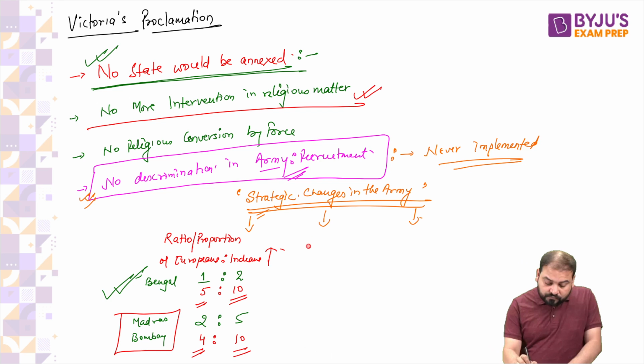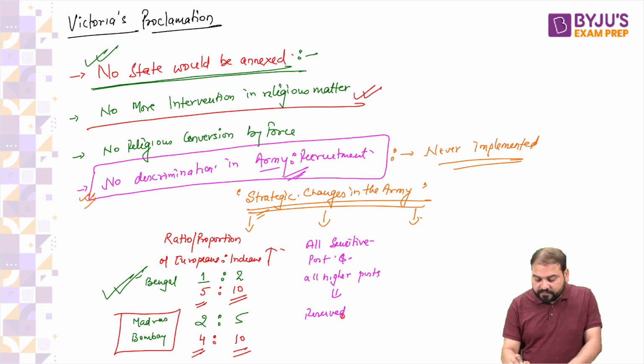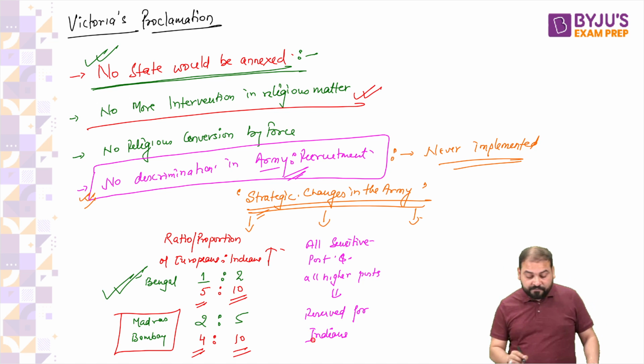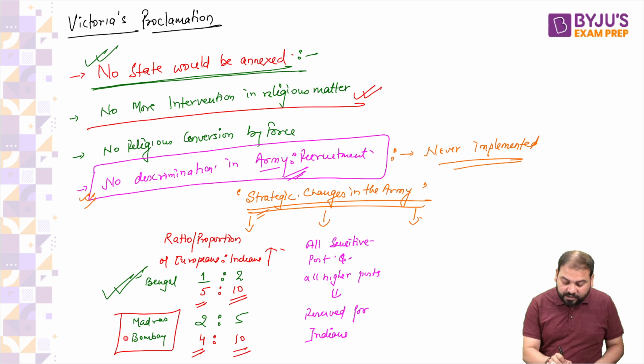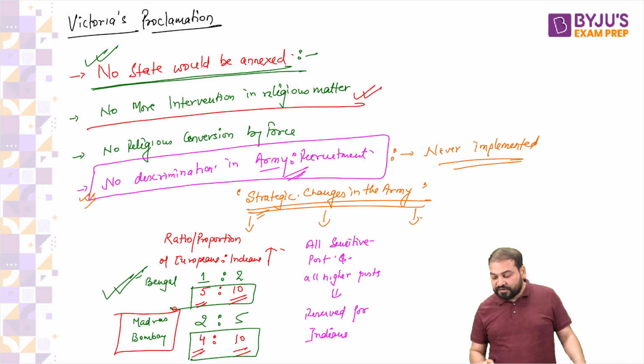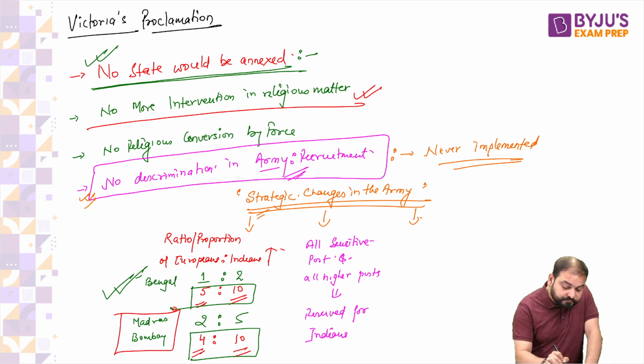Number 2, all sensitive posts and all higher posts were reserved for Indians. For those who are thinking these two are the same, please work on your CSAT. 4 is to 10, 5 is to 10. How can that be the same, Pratik? Think about this.